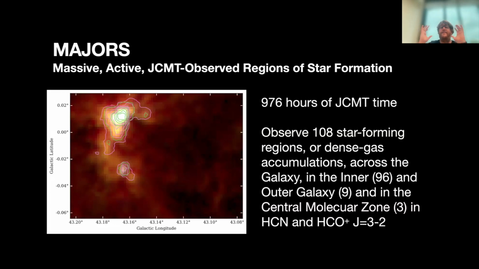But there is a massive amount of star-forming regions included in this survey. I apologize for the terrible acronym of massive active JCMT observed regions of star formation, but it's the best I could come up with. But we have a massive amount of regions.